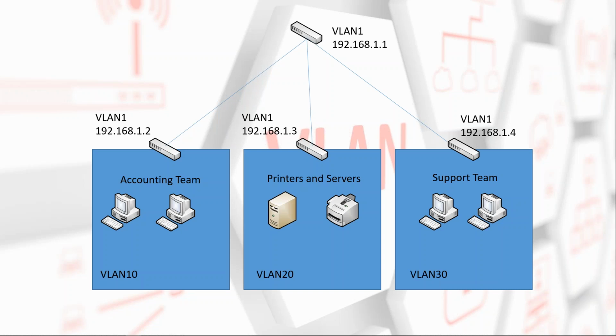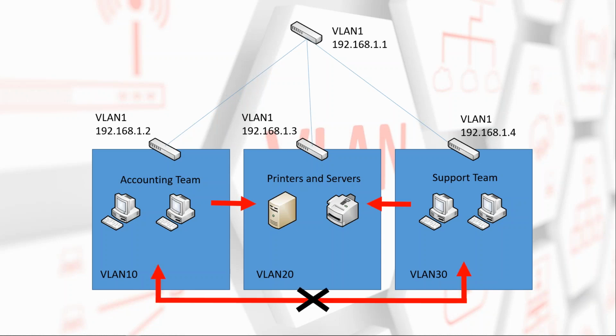Okay, so I want VLANs for my services. So I've got an accounts team, I've got printers and servers, and I've got support teams. That's VLANs 10, 20, and 30 respectively. Now, how I can manage and shape my network, I can say I want VLAN 10 to talk to VLAN 20. I can say I want VLAN 30 to talk to VLAN 20. But I don't want VLAN 10 and I don't want VLAN 30 to be able to talk to each other. So it brings in that security concern.